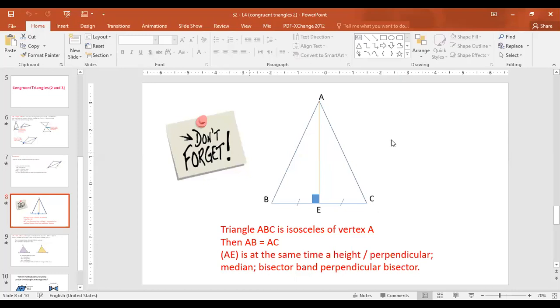This is something special for an isosceles triangle. It only applies to isosceles triangles. If I draw a height from the special vertex to the base, this height at the same time will be a bisector of angle BAC. It will be a height to side BC. It will be a median issued from A to side BC. It's also a perpendicular bisector from A to BC.